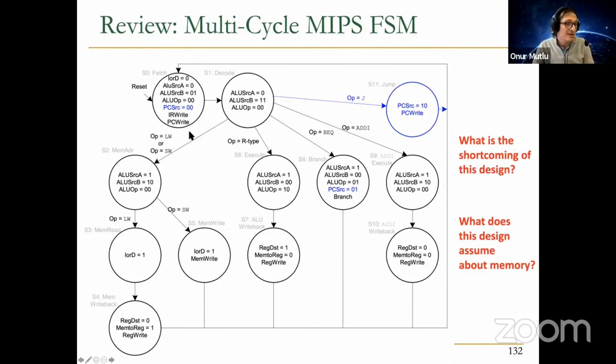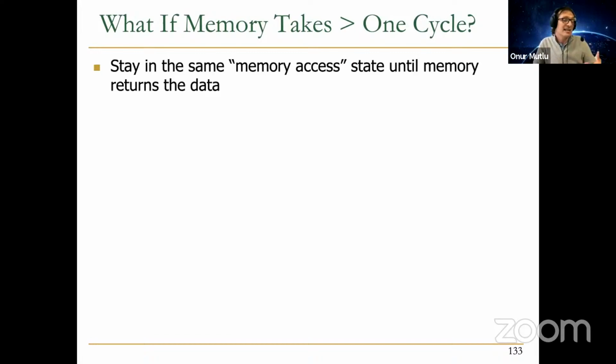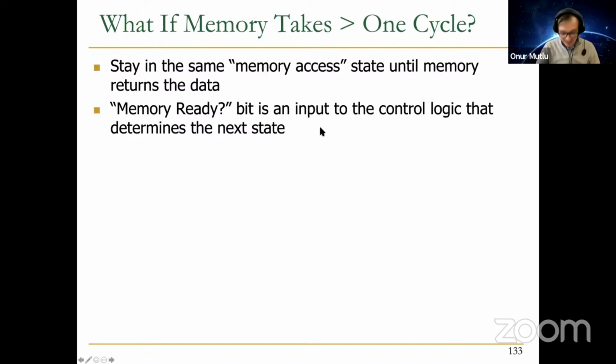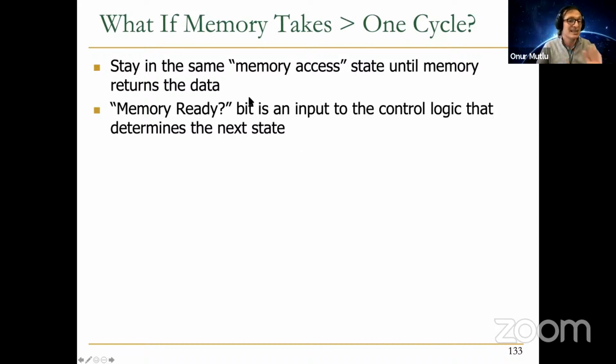This design assumes the memory is a single cycle. What if memory takes more than one cycle? I would recommend you to think about it. Basically, if this is the case, you need to stay in the memory access state until memory returns the data. And this is beautifully and easily done in a finite state machine. Basically, the finite state machine takes as input a ready signal from memory. Memory ready signal is an input to the control logic that determines the next state. And if memory is not ready, you keep accessing the memory and waiting. Of course, you should do no other harm, right? And that's the idea. And this is relatively easy to do, as you will see in the recommended reading that I will provide in the next minutes, let's say.